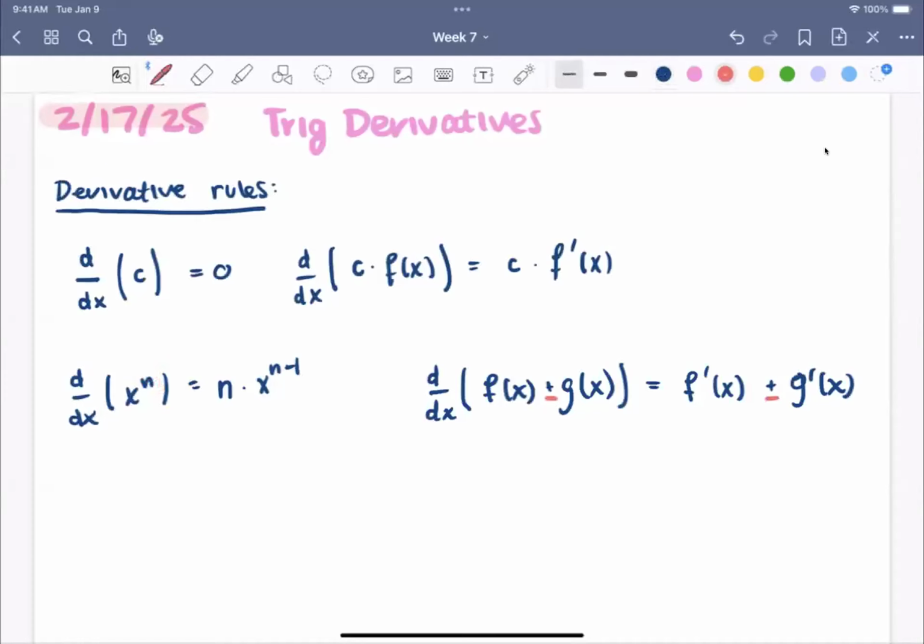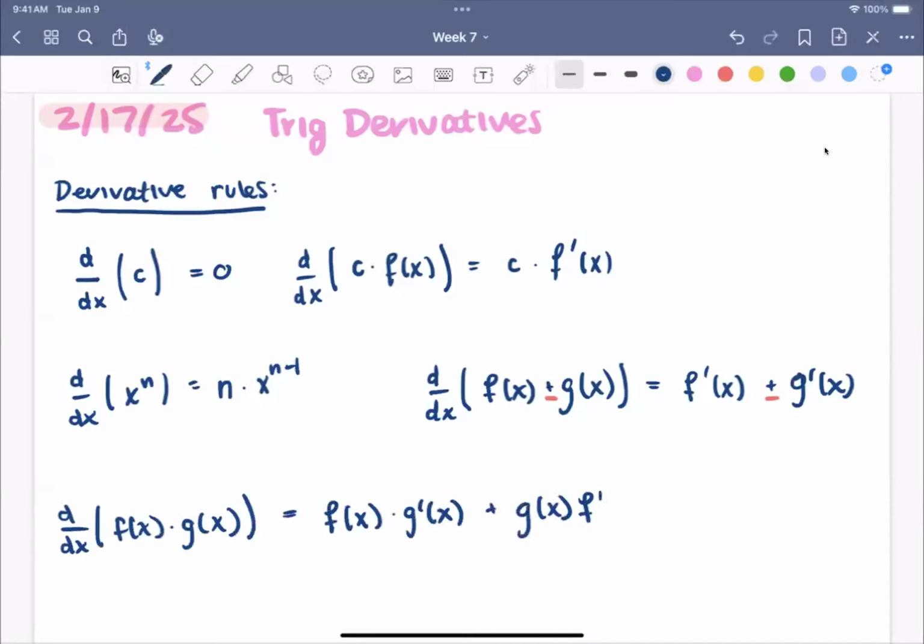Okay, now the situation for a product of functions is not as nice. So it doesn't work the same way where you just take the derivative of each function separately and then multiply them. It's a little bit more complicated. So here is what you get. So for the product rule, if I take d by dx of some f of x times g of x, then what I get is f of x times g prime of x plus g of x f prime of x. Okay, so that's the product rule.